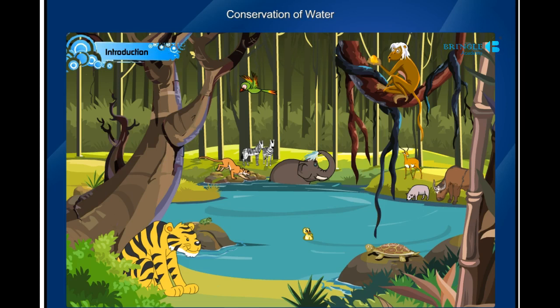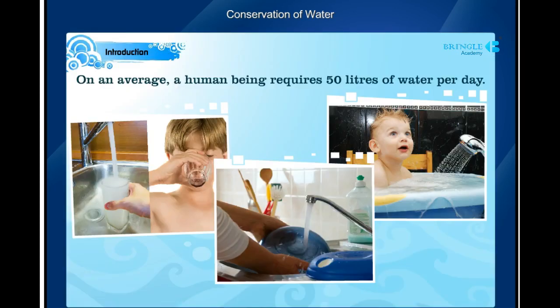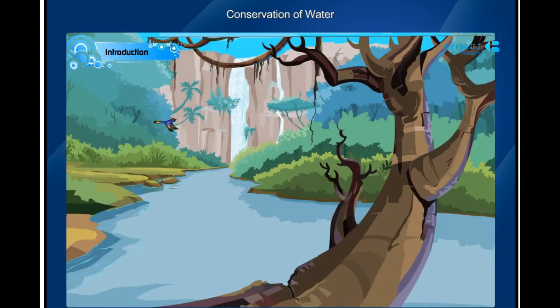You now know that all living organisms need water for survival. It has been estimated that, on an average, a human being requires a minimum of 50 liters of water per day for drinking and cooking purposes, and to maintain a basic level of personal hygiene. Where does this water come from?